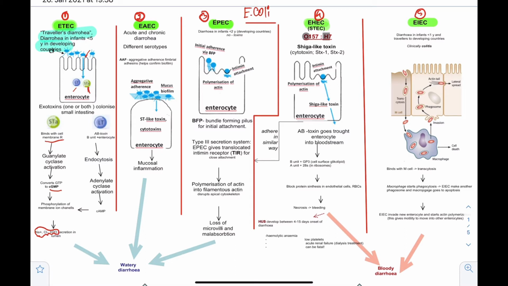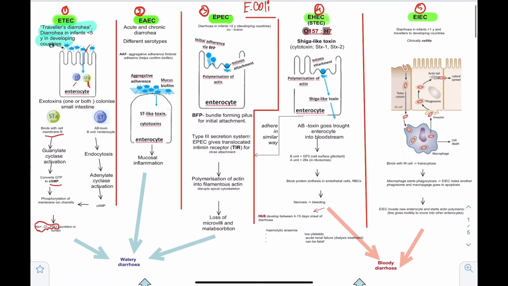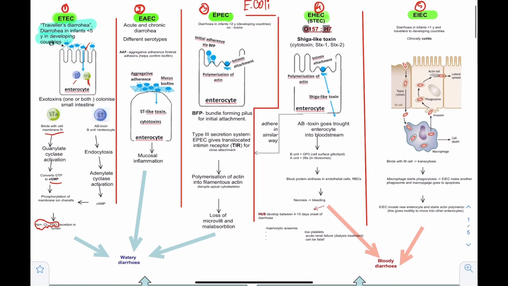diarrhea. And here you will be able to read the mechanism, and this is the same as the heat-stable mechanism. So we need to remember that ETEC, enteroaggregative E. coli, and enteropathogenic E. coli, these three types of E. coli cause watery diarrhea. This is really important, just remember.